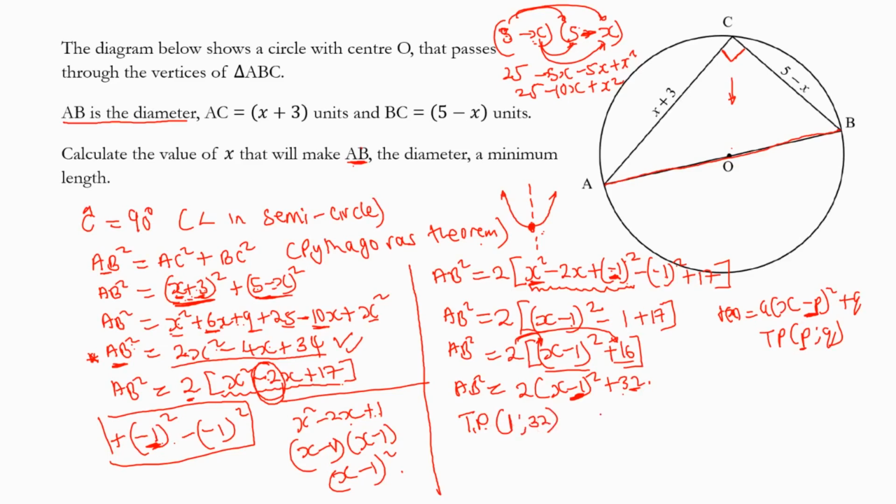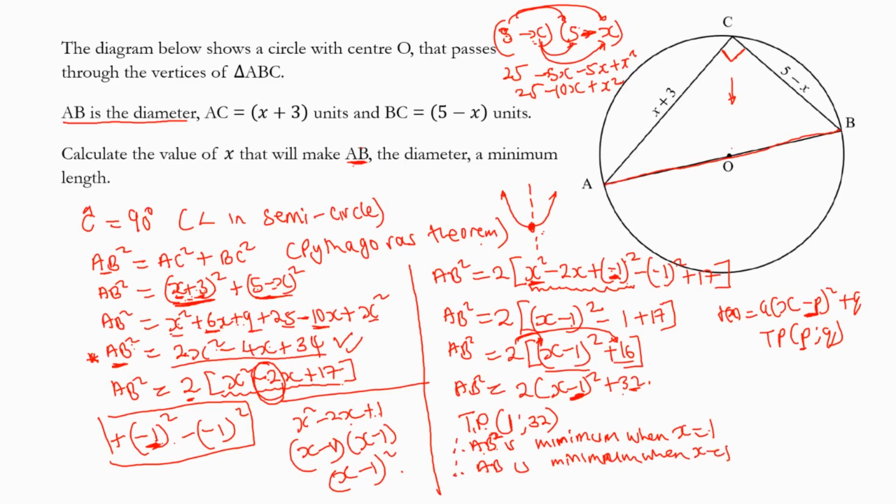So it means AP squared is minimum when x is equal to 1. Therefore, AP squared here, not AP. Therefore, if AP squared is minimum when x is equal to 1, it means AP also is minimum there. AP is minimum when x is equal to 1.